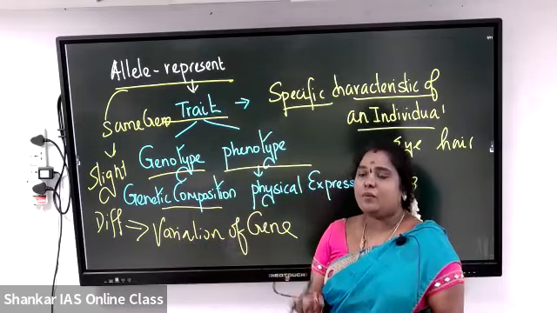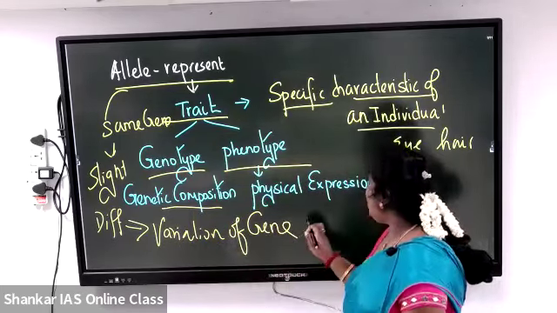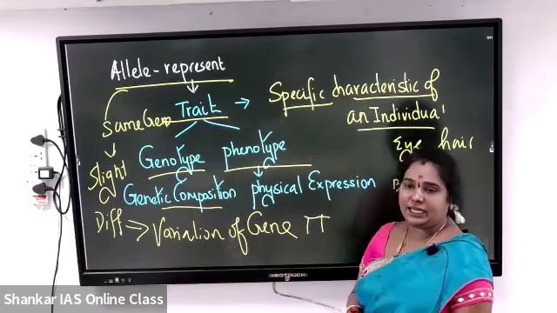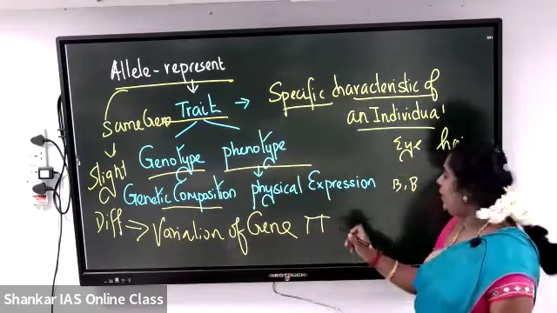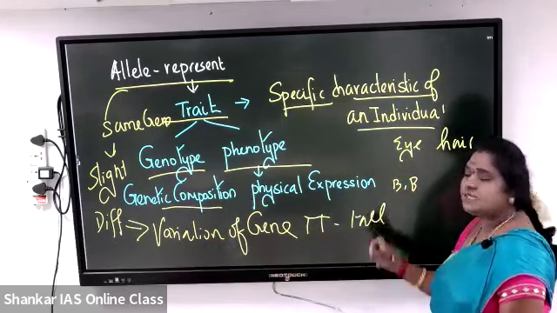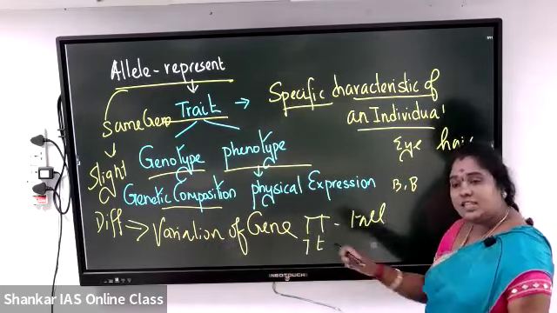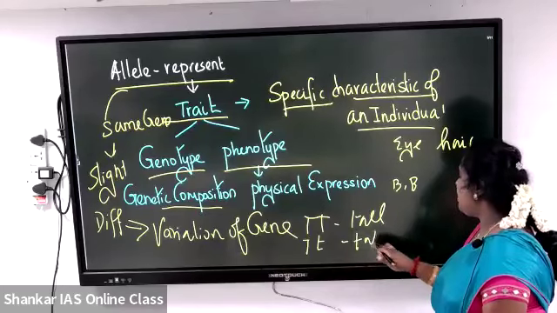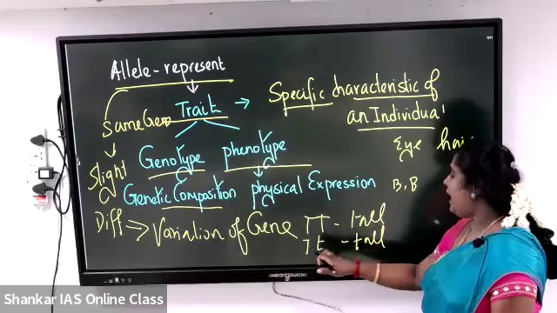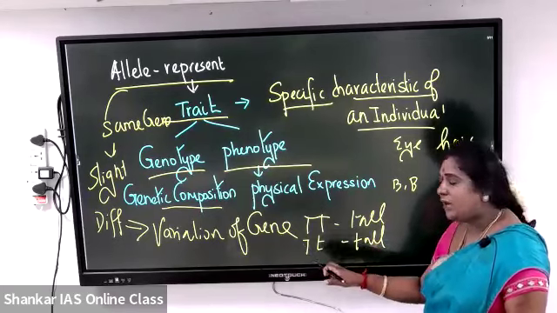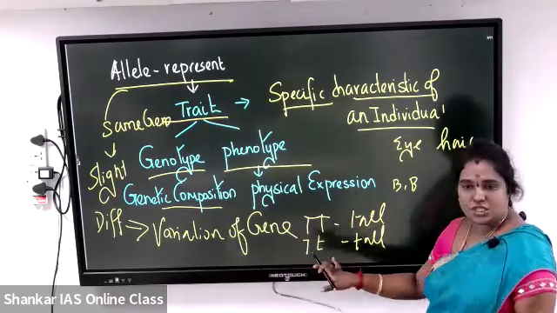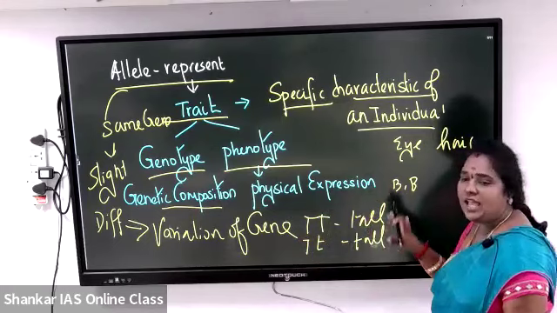For example, when a person is tall, the genotype will be capital T, capital T. So this is a genotype. When I say the person is tall, this is the phenotype. Again, you think capital T and small t. This also represents tall, so this is also a phenotype, and this is the genotype. So what is a genotype? A genetic composition. The phenotype is the physical expression.